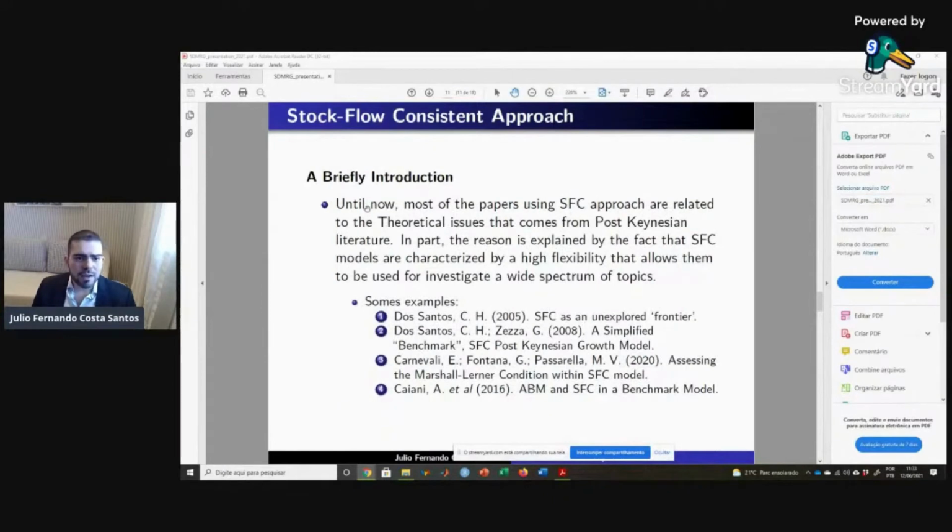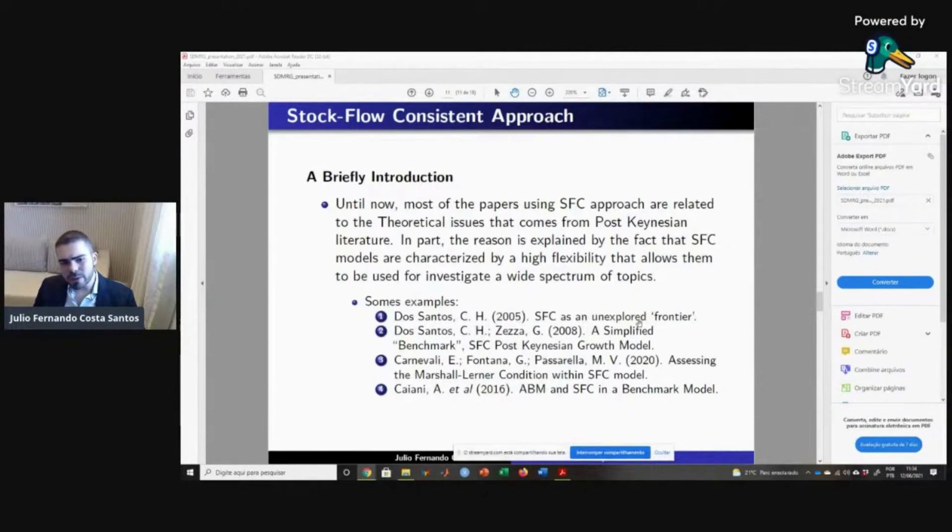Continuing that, until now most of the papers using the SFC approach are related to theoretical issues that come from the post-Keynesian literature. In part, the reason is explained by the fact that SFC models are characterized by a high flexibility that allows them to be used to investigate a wide spectrum of topics. Here we have some examples.